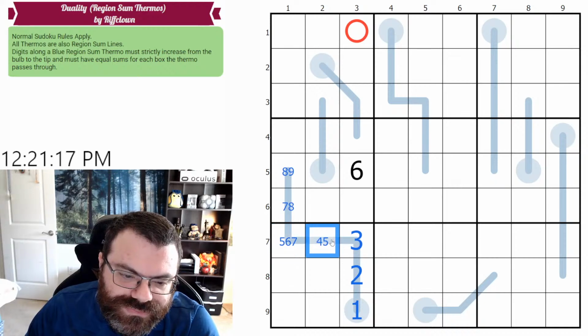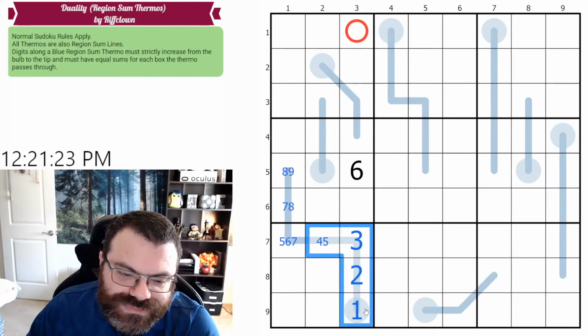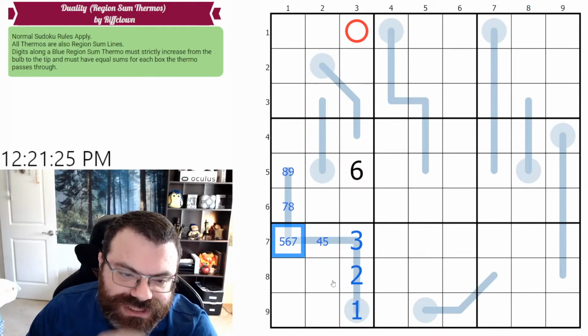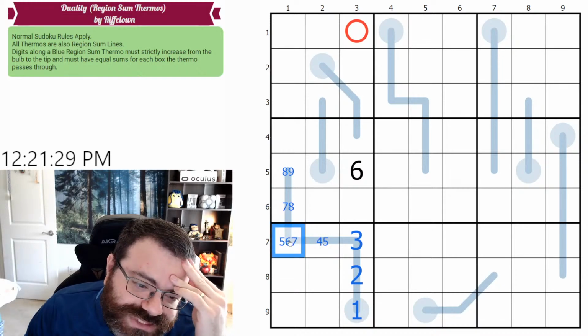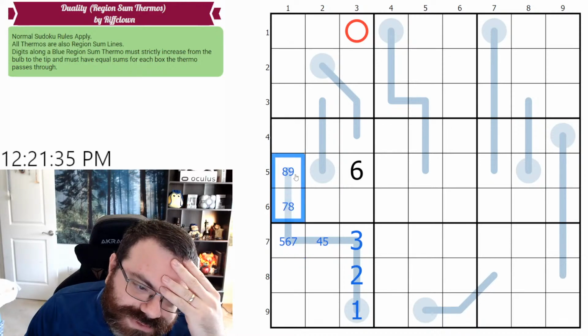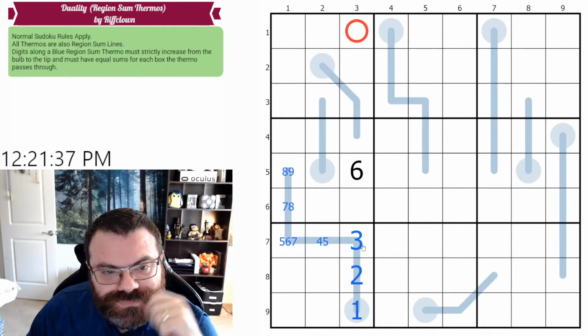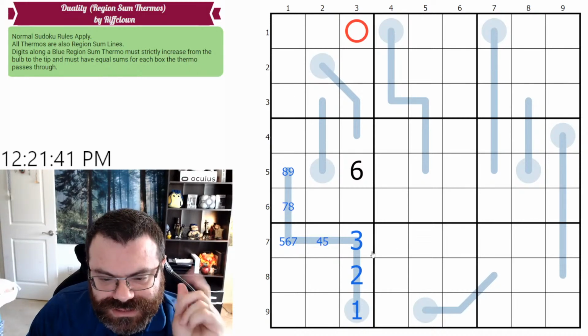And then if this was a 4, that would sum to 10. I knew that already. 1, 2, 3, 4 is 10. So that could be a 7. And that could be 8, 9. I'm wondering if 6 is actually possible, though. Yeah, 6 is fine. Doesn't force anything. Okay, so that's how that one works. That took longer than it needed to.